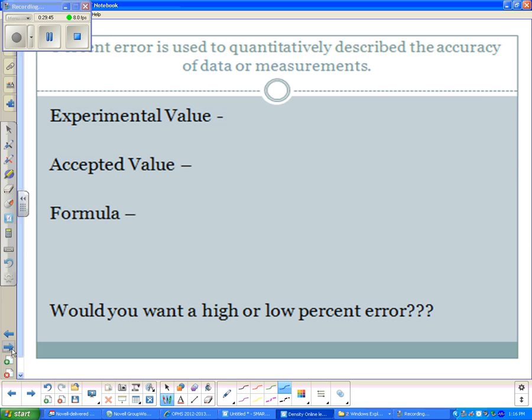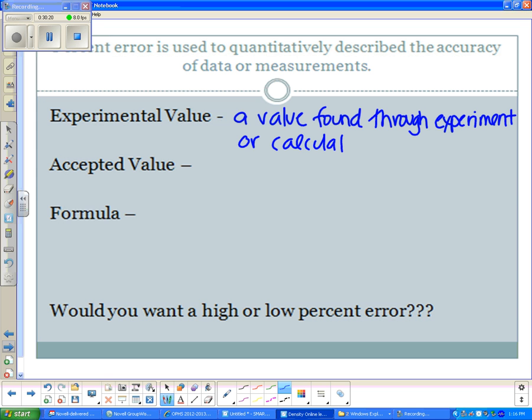It is used to quantitatively describe the accuracy of the data or the measurements. And you need 2 pieces of information. You need the experimental value, and this is a value found through experiment or calculation. So this is a value that you have created by doing your experiment and doing the calculation.